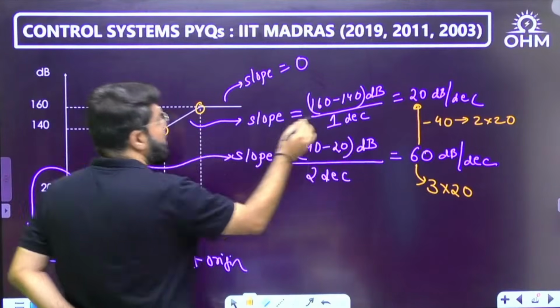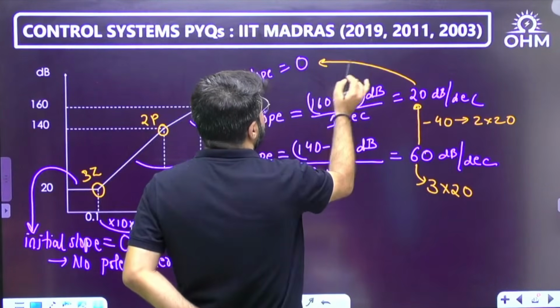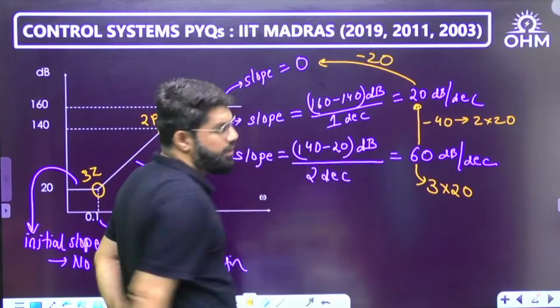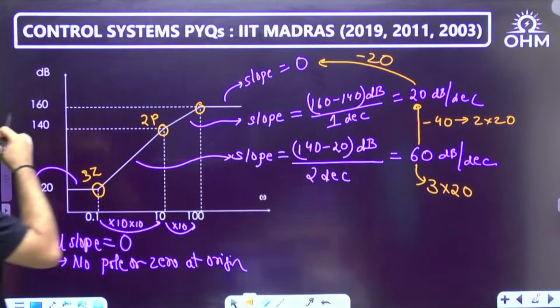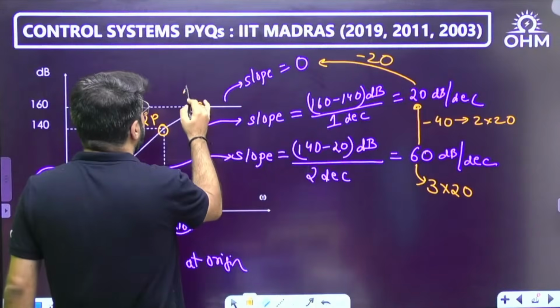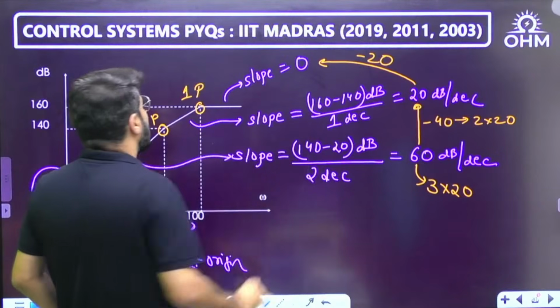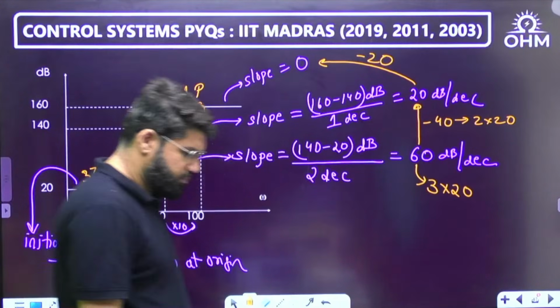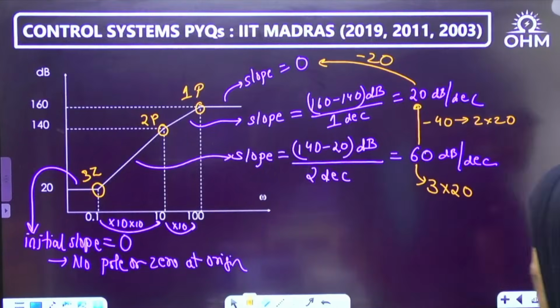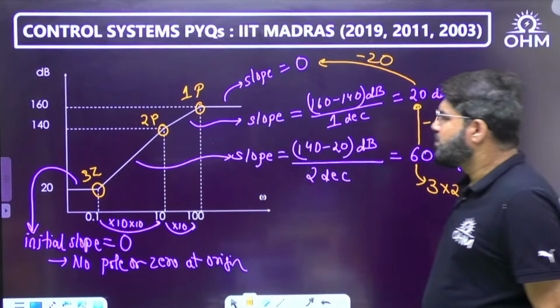And now here slope 20 becomes 0, that is, slope decreased by 20, and a decrease by 20 is due to a pole. So this point is 1 pole. I can say that this point is a pole of the function, correct?